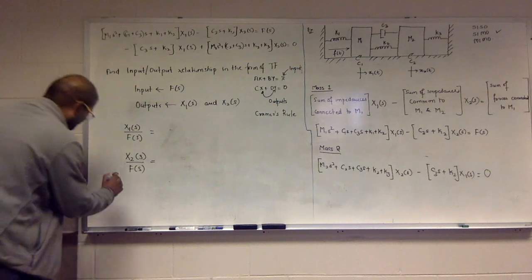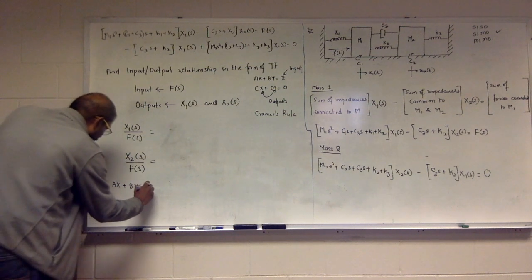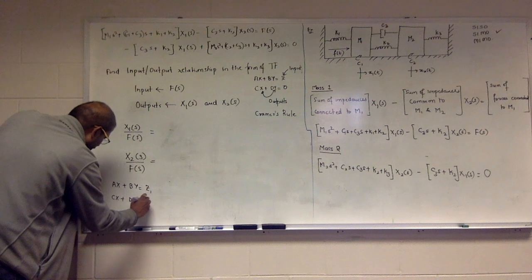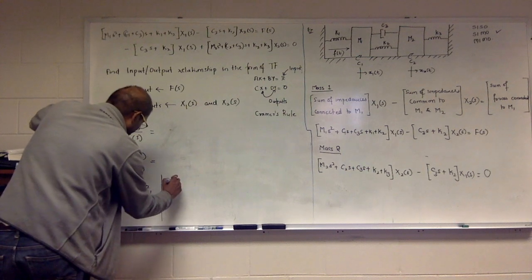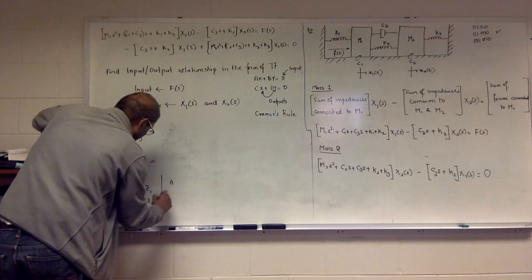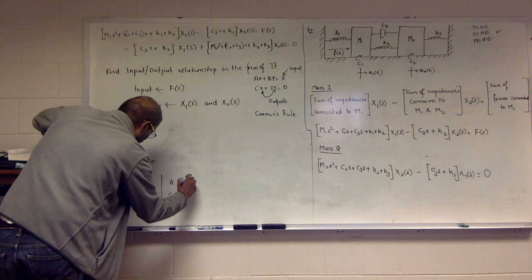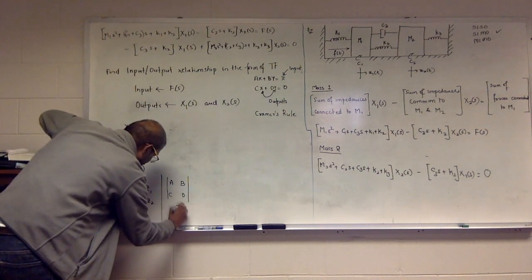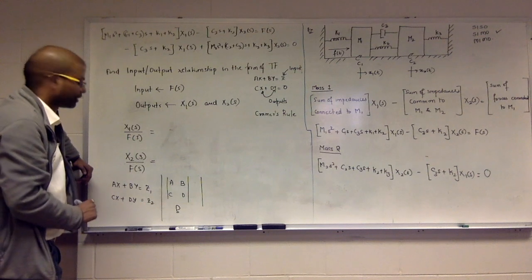Okay, so if you have ax plus by equal to z1, and cx plus dy equal to z2, what you do is you can write this as a matrix with rows A, B, Z1 and C, D, Z2. Then you take the determinant of it.